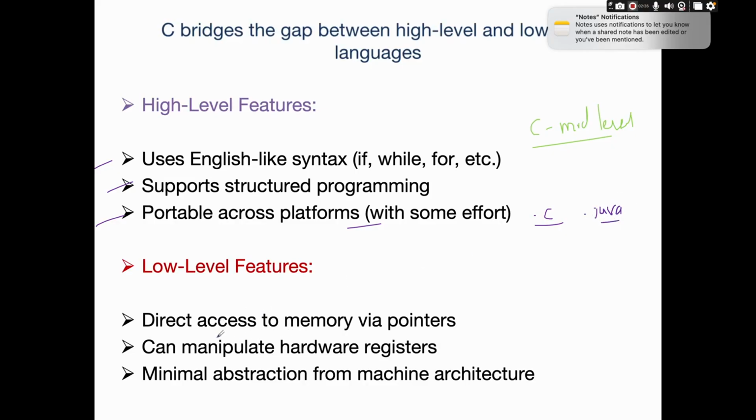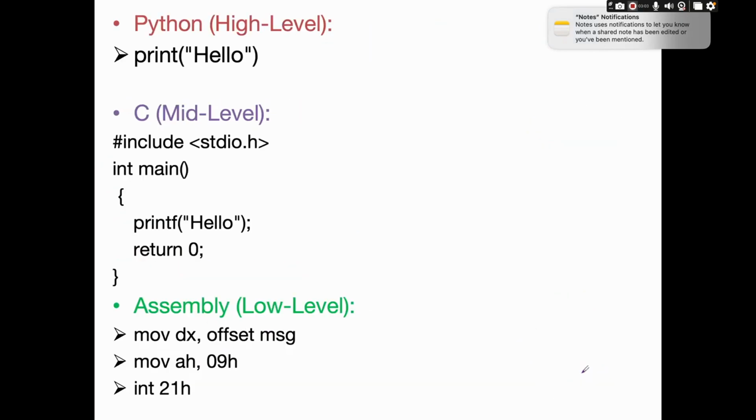Low level languages have direct access to the memory via pointers. So we know that there is a RAM, which we access with the help of certain functions. It can manipulate the hardware registers also, because processors have registers which store values, that is the CPU. And then there are minimal abstractions from the machine hardware. So this exactly looks like what your hardware is, what kind of architecture your hardware has, that is low level.